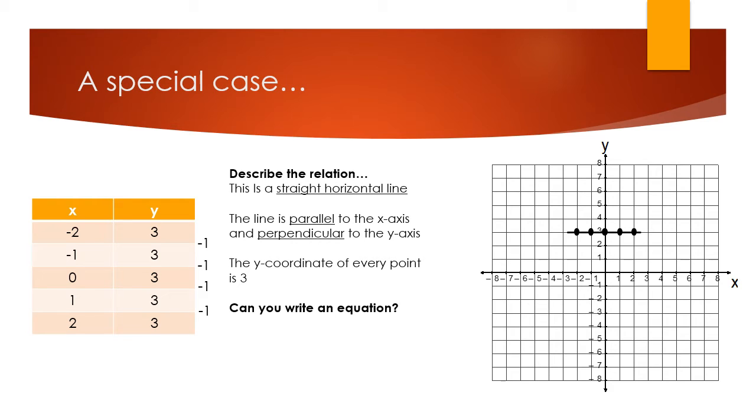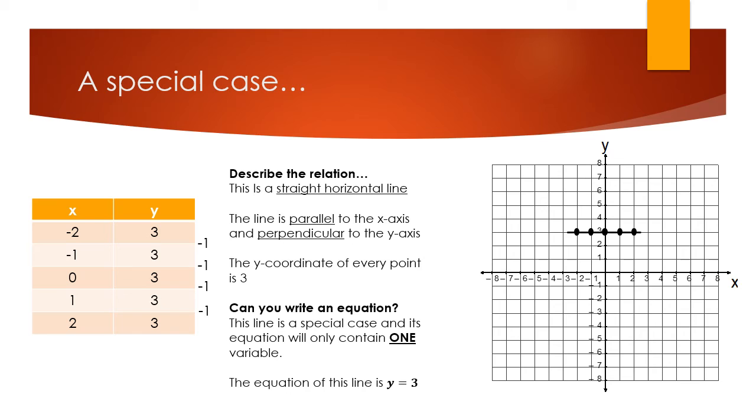So what would this equation be? There are lots of different things you can think of. Well, it's increasing by 0 each time, which if you thought of it that way, you might actually eventually get to where you want to be. But it's even easier than that. The line is a special case, and its equation will only have one variable. And the equation is y equals 3.